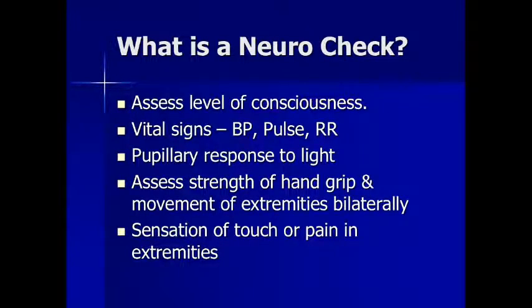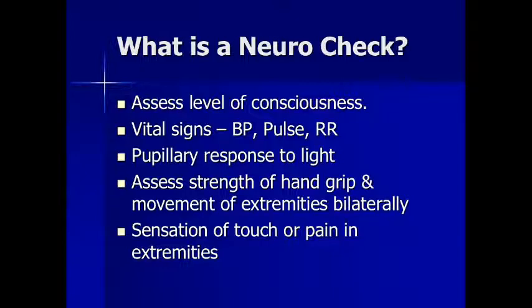So let's go back and review what is a neuro check. It has several components, and I like to say there's about 5 components. The first being an assessment of the level of consciousness. This is the most sensitive indicator of changes in the neurostatus. It takes into determination the level of arousal and wakefulness and the ability to respond to stimuli.